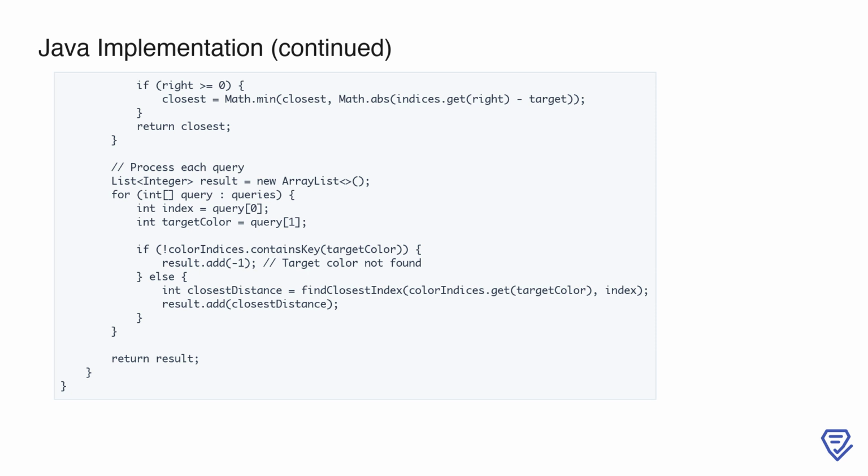Finally, after processing all the queries, we return the result list, which contains the shortest distances for each query. This implementation efficiently handles the problem by leveraging pre-processing and binary search, ensuring optimal performance even for large inputs.